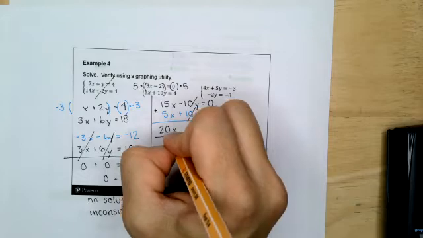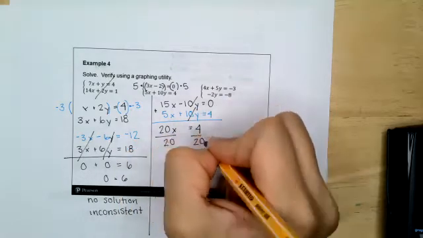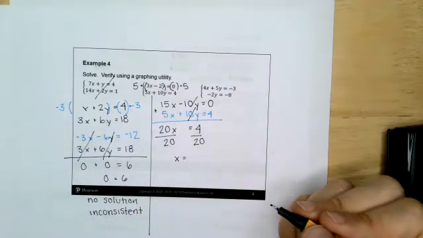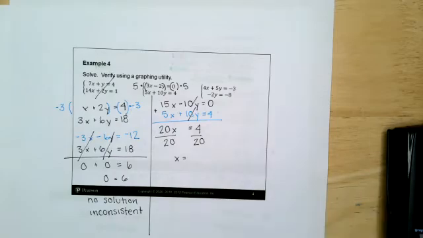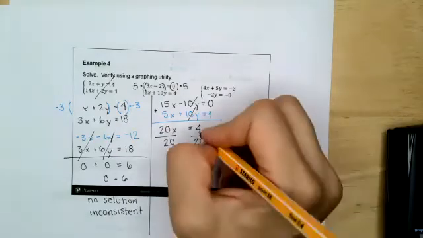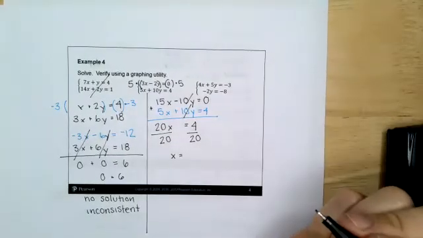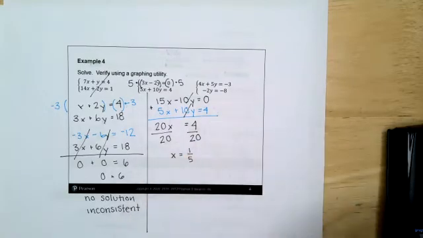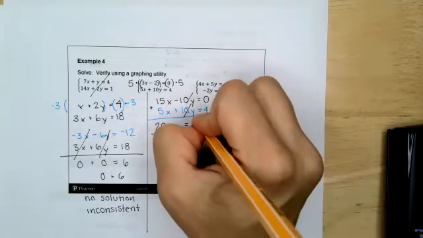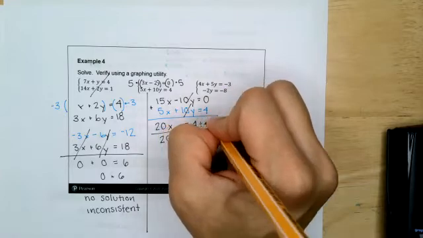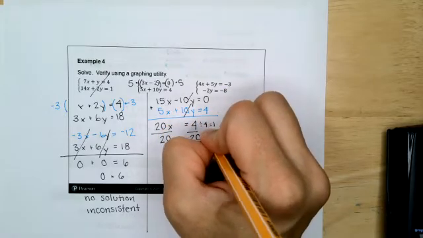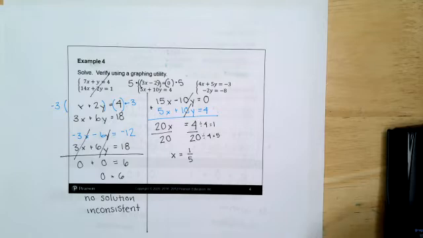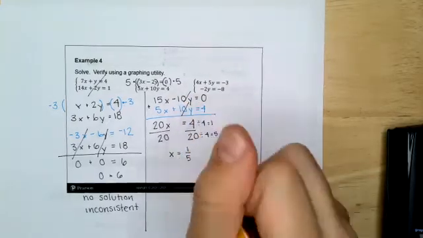Solving for x. x equals 4 over 20, or 4 and 20. I can divide them both by 4, right? I get 1/5. Because 4 divided by 4 is 1, and 20 divided by 4 is 5. x is 1/5. x is 1/5, but I still, remember, I'm not done.